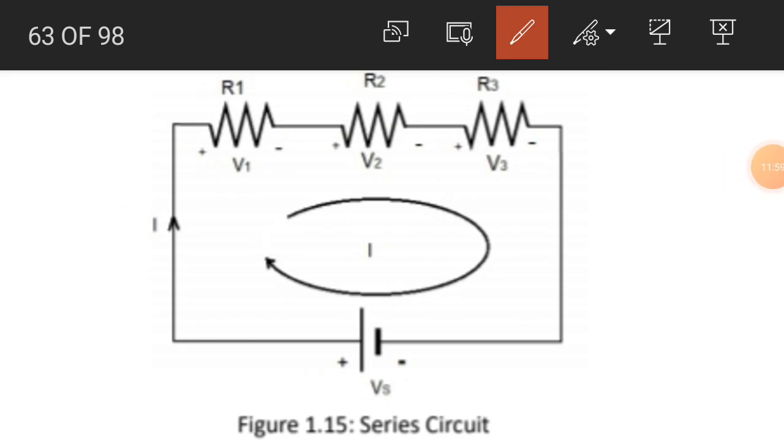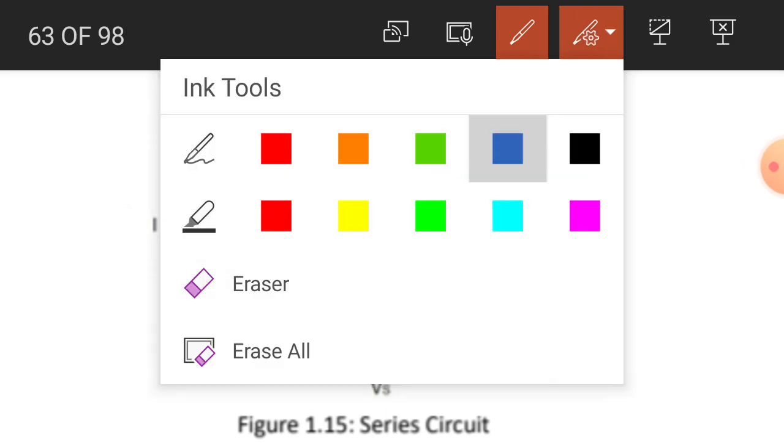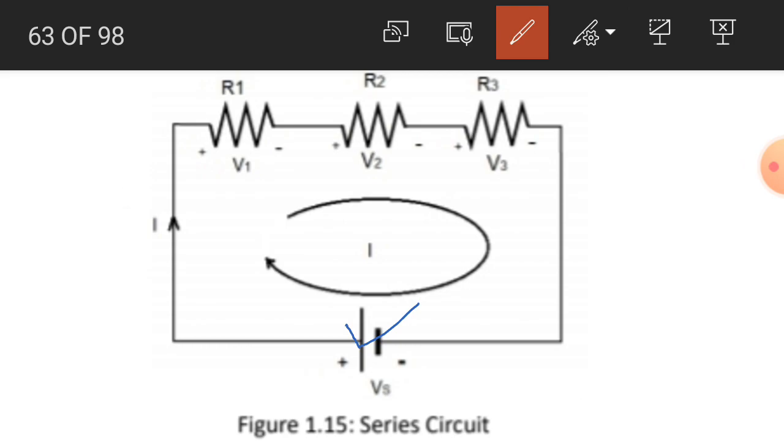We consider this series circuit once again. There is an active circuit element in this series circuit, which is the voltage source, and there are three passive circuit elements in this series circuit: the resistor R1, the resistor R2, and the resistor R3. The source delivers energy and these three passive circuit elements take energy from the voltage source.